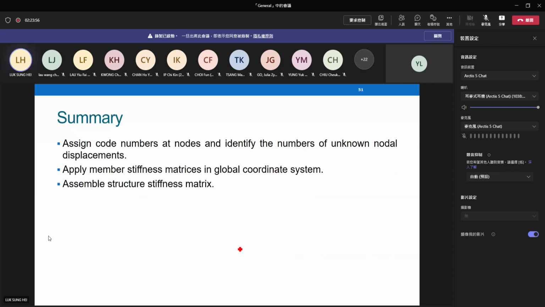So in this part, we introduced how to assign code numbers for structures. We discussed how to calculate the element matrix. We discussed how to combine element matrices together to form the whole structure stiffness matrix in this part.